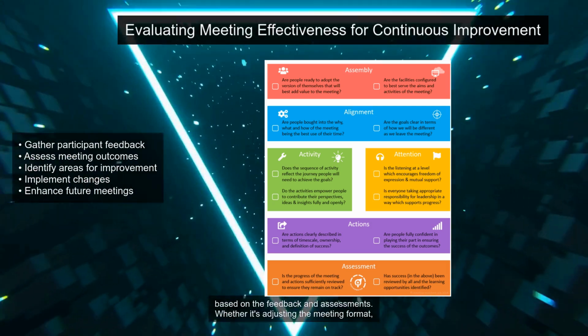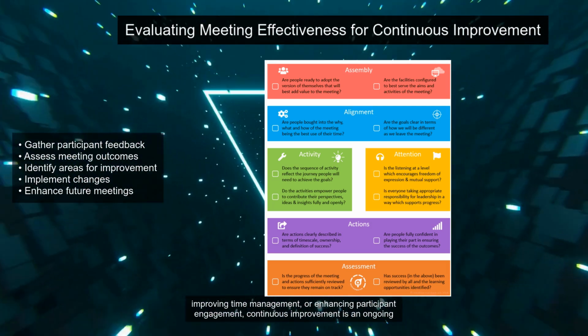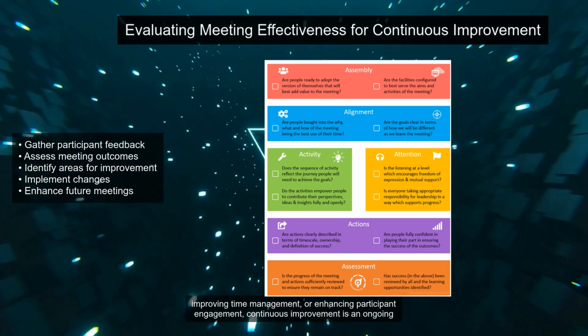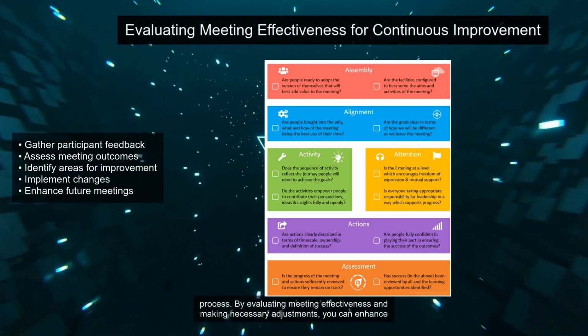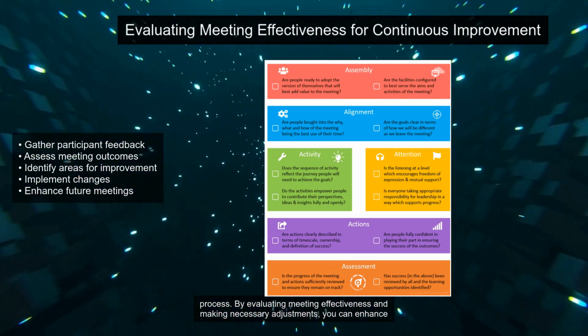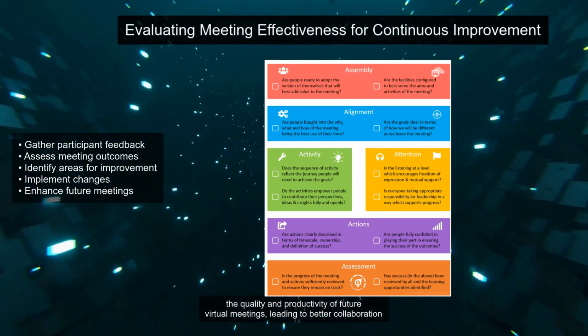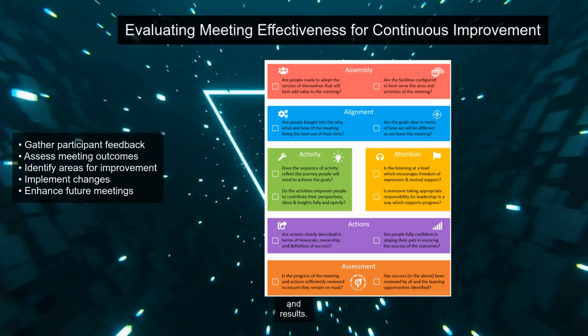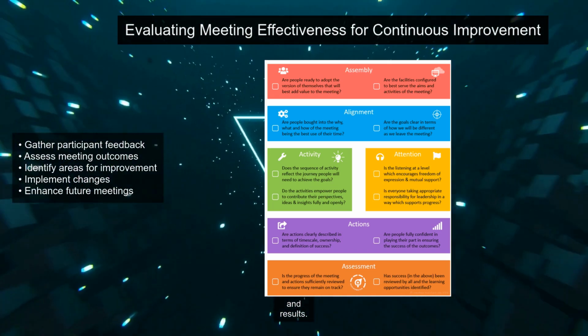Implement changes based on the feedback and assessments. Whether it's adjusting the meeting format, improving time management, or enhancing participant engagement, continuous improvement is an ongoing process. By evaluating meeting effectiveness and making necessary adjustments, you can enhance the quality and productivity of future virtual meetings, leading to better collaboration and results.